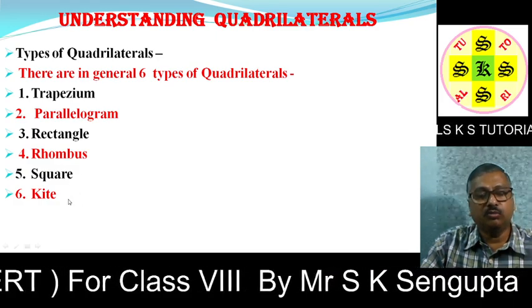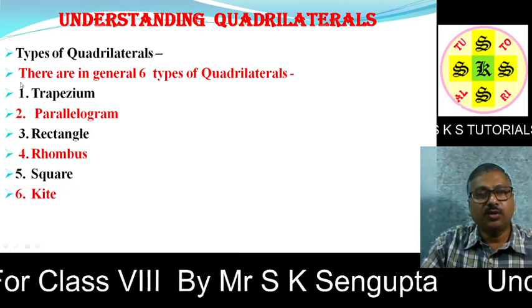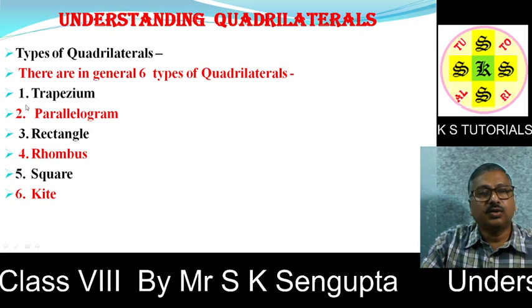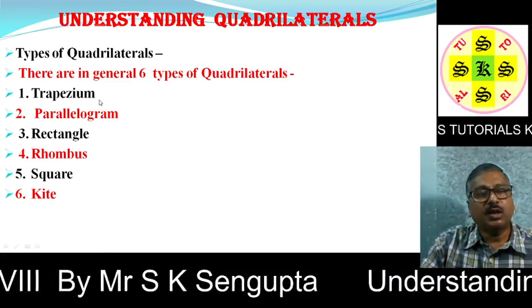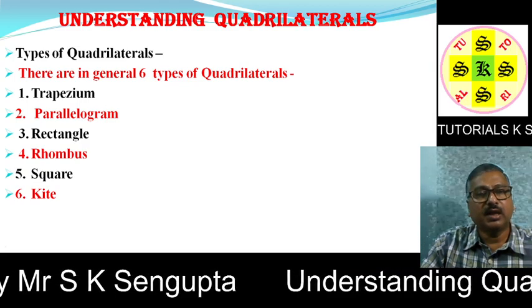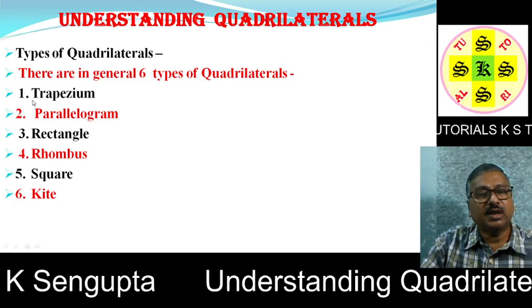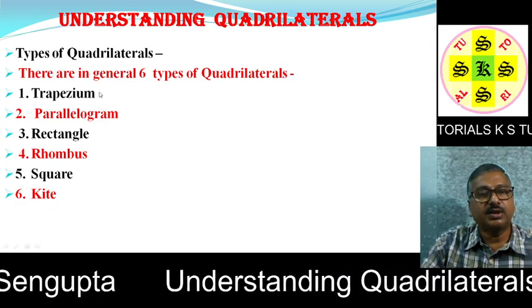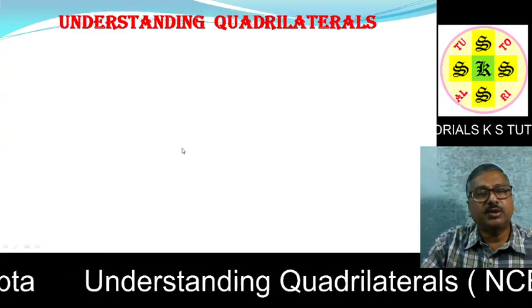Now the name of the chapter is Understanding Quadrilaterals, so we focus only on quadrilaterals. Trapezium is a type of quadrilateral. Now what is a quadrilateral? A polygon with 4 sides. Depending on the length of the sides and measurement of the angles, they are further classified into 6 categories. These are the 6 different categories we are going to discuss. Now what is a trapezium?